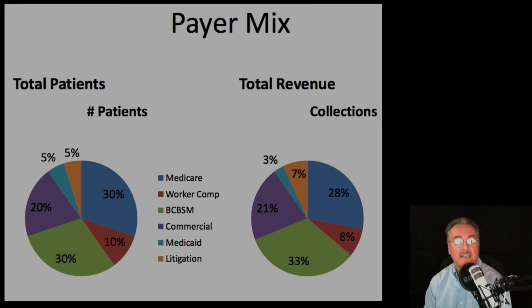Here is the exact same clinic, looking at total patients versus total revenue based on collections and the number of patients. Same practice. What you see here is that Medicare, although based on number of patients it is 30% of the practice, by amount of revenue collected is only 28%. Blue Cross, on the other hand, is 30% based on number of patients, but it's 33% of the collections. What that means is that Blue Cross is probably a higher payer, a better payer. We also see workers' comp being 10% of the practice, and in this case, it's 8% of the collections. So it is important that you look at specifically how the payer mix charts are generated and what they're based on.